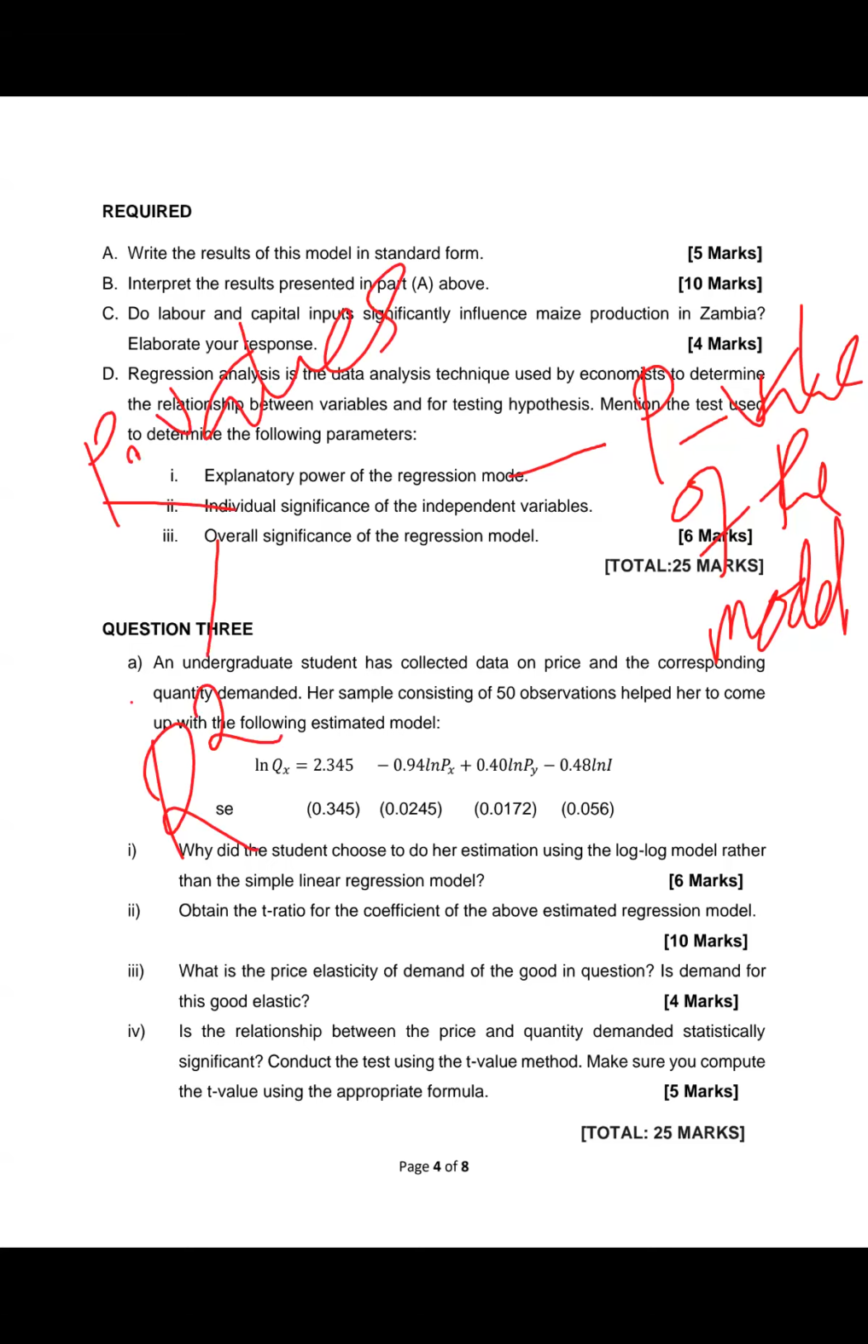So explanatory power is the p-value of the model, the entire p-value of the model. Then p-values of those variables, and then the adjusted R squared is for significance of the regression model.